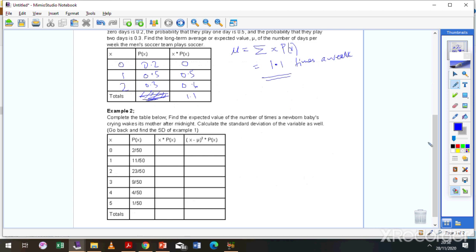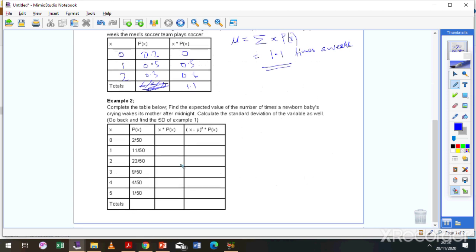How you find standard deviation is similar. In this question, complete the table, find the expected value of the number of times a newborn baby's crying wakes its mother after midnight. Calculate the standard deviation of the variable as well. To find the expected value, I need to multiply each of the x values times their probabilities.